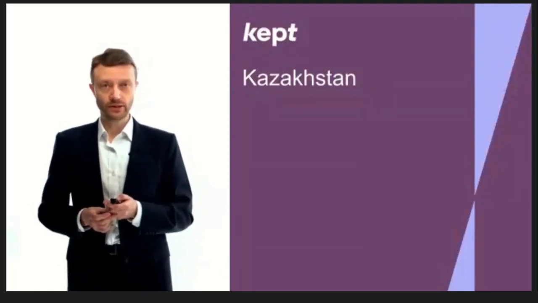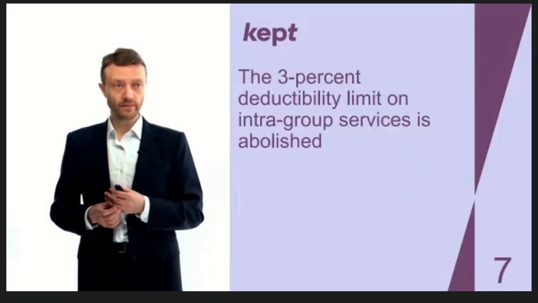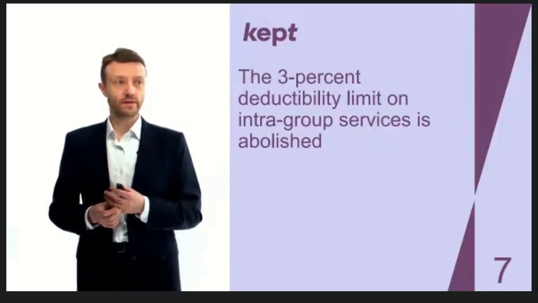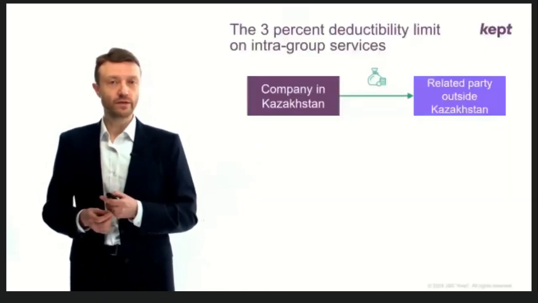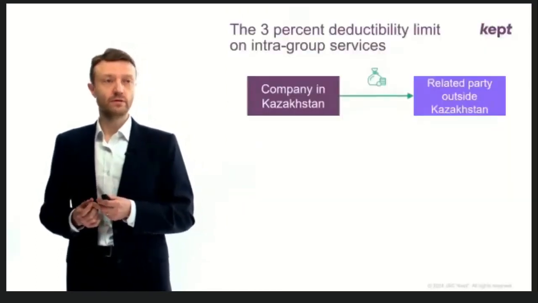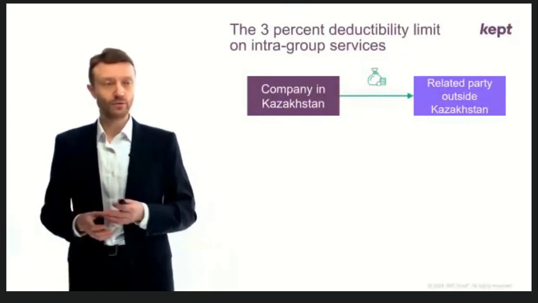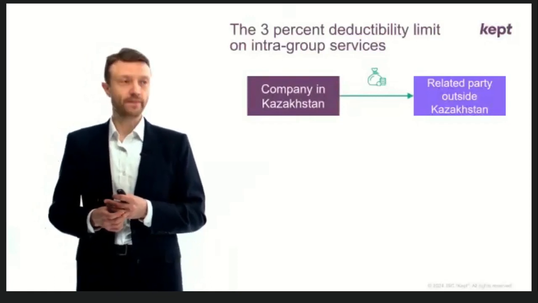Okay, so we finished with the Russian parts and are moving on to the section where we discuss changes in Kazakhstan. There will be three developments which are worth looking at. The first one is the 3% deductibility limit on inter-group services, which was introduced at the end of 2022 and lasted almost a year until December 2023.